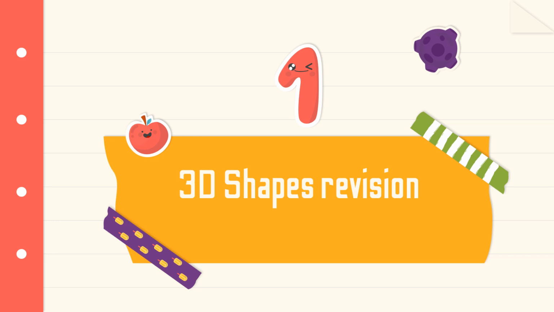Hi grade 4s. Last time you did online portal work, we started with the revision of 2D shapes, and then we went into perimeter, and then we went into area. And before we go into volume, which was the third part of our new topic, we need to revise some 3D shapes. So that's what we're going to be doing today.